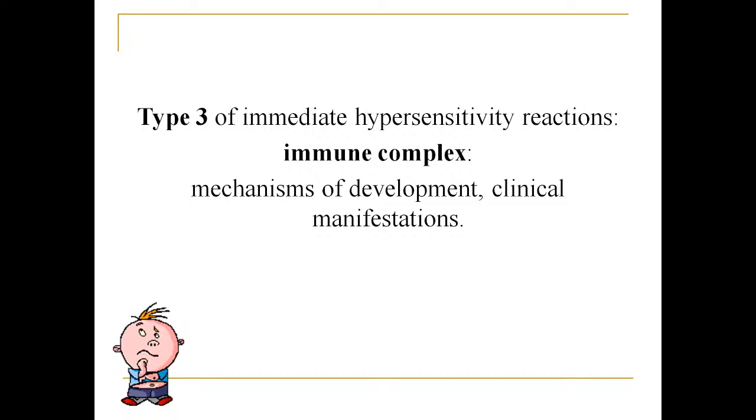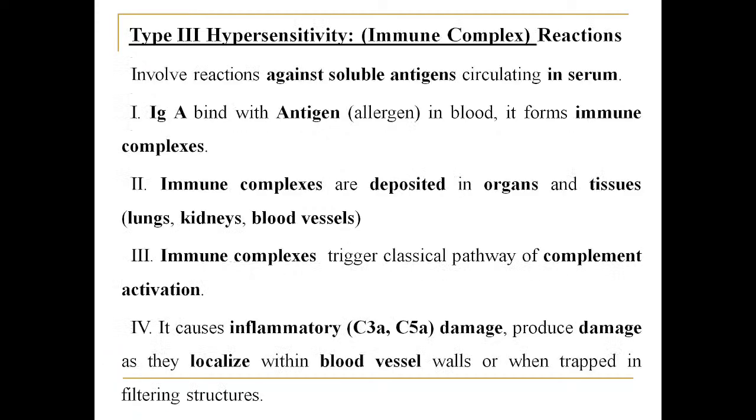Another type of immediate hypersensitivity is type 3. It is called the immune complex type. Immune complex hypersensitivity involves reaction against soluble antigens circulating in serum. What is the mechanism? IgG binds with allergen in blood. It forms immune complexes. You remember, when an antibody binds to an antigen, it is called an immune complex.